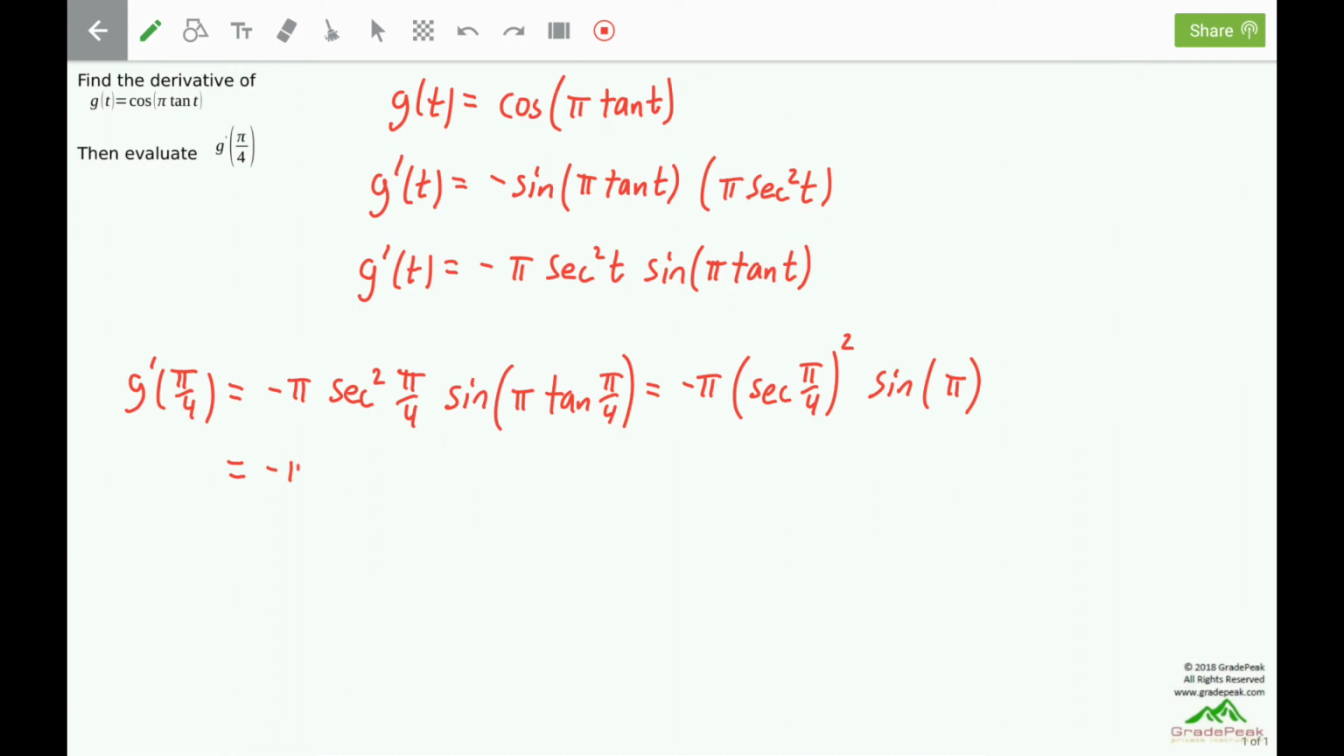So we have negative pi times the secant of pi over 4, which is the reciprocal of the cosine of pi over 4. Cosine of pi over 4 is root 2 over 2. The secant will just be that reciprocated, or 2 over root 2. Flip it upside down. Quantity squared. The sine of pi actually is a 0. So all this is going to multiply 0. 0 times anything comes out to 0, so our derivative g prime at pi over 4 will equal 0.